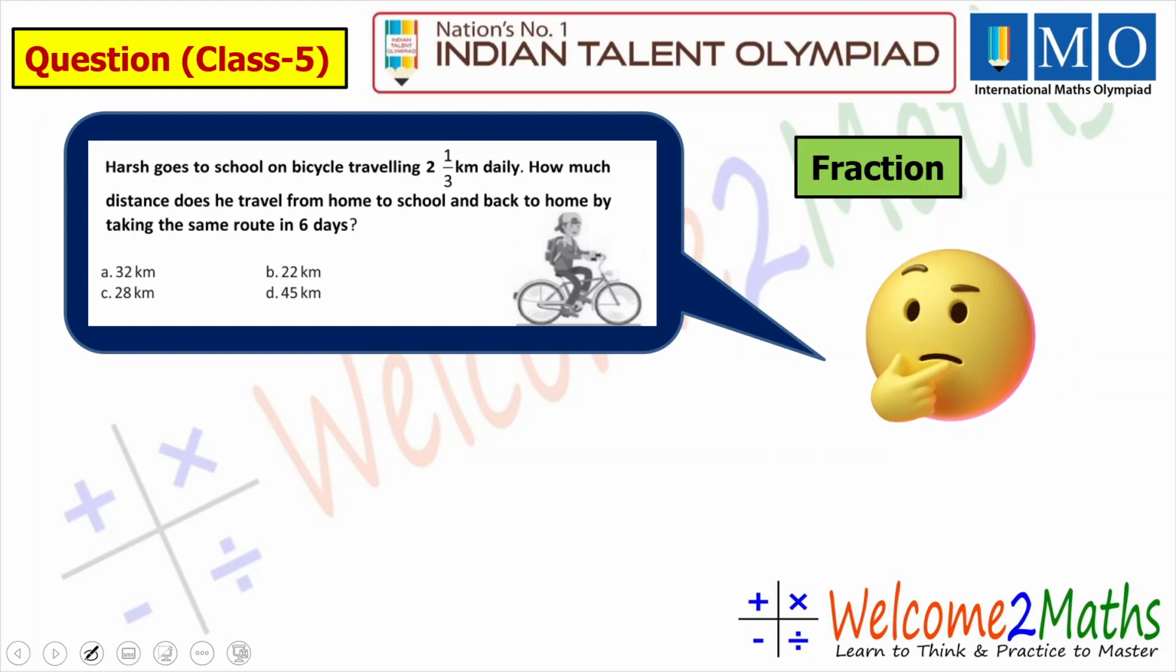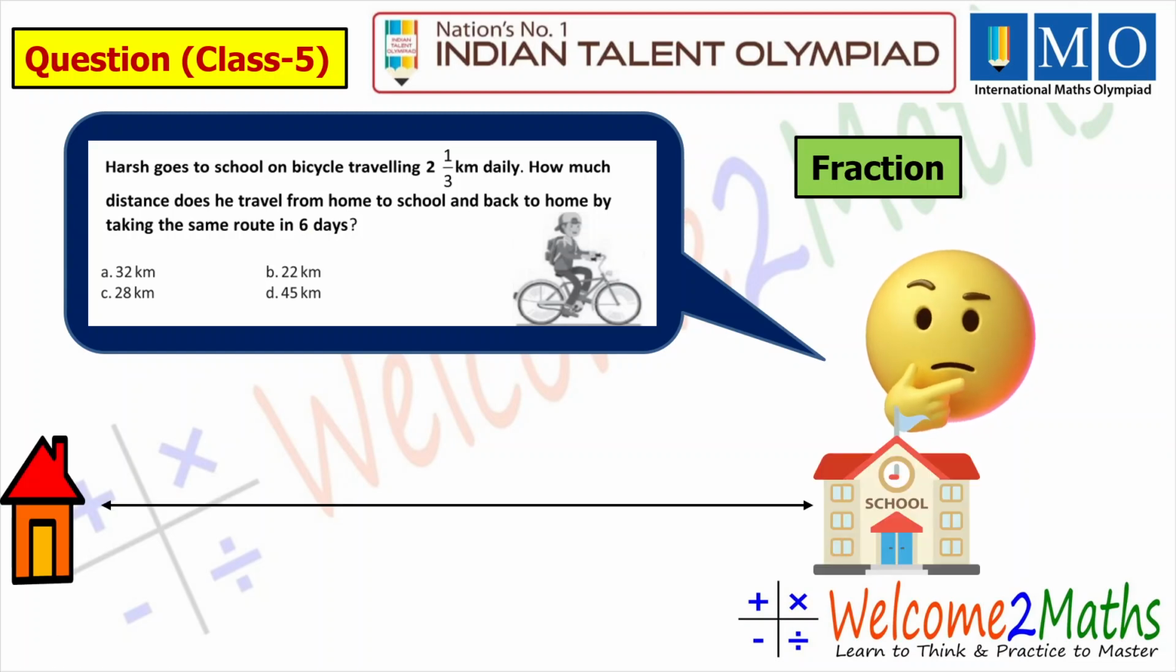At first let's read the question. Harsh goes to school on bicycle traveling 2 1/3 kilometers daily. How much distance does he travel from home to school and back to home by taking the same route in 6 days? That we have to find out. Here this is our route, and here is his home and here is his school.